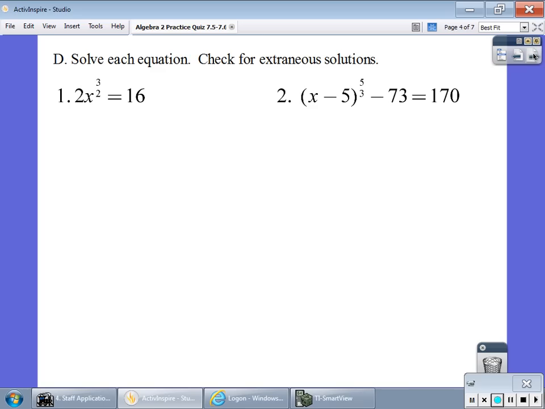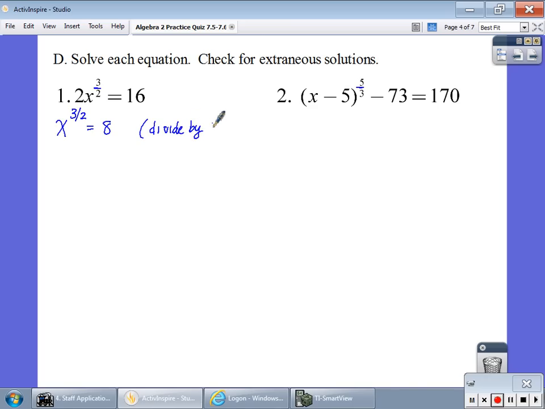And now we get to the meat of the quiz here, solving each equation and checking for an extraneous solution. Now these two are fractions. If for some reason you can't see the fraction bar, I don't know why that is. Okay, we have 2x to the 3/2 power is equal to 16. So the first thing I'm going to do is I'm going to divide each side by 2. So we're going to get x raised to the 3/2 power equals 8. And again, what I did there was I divided by 2.